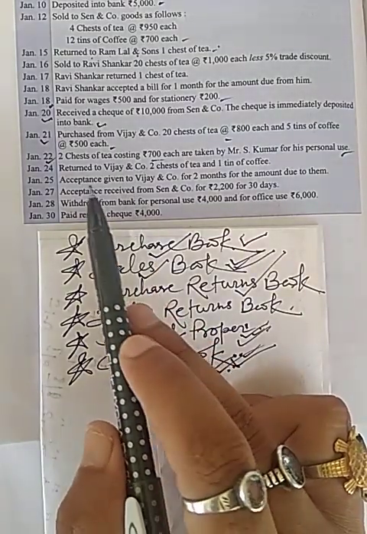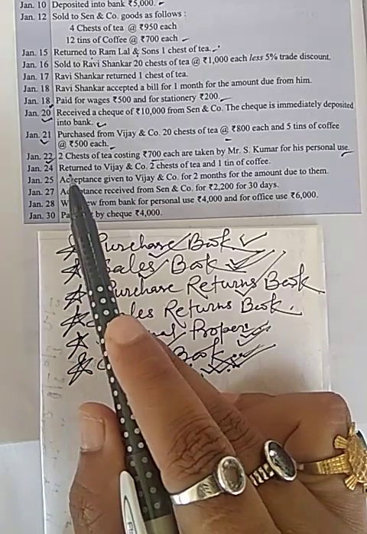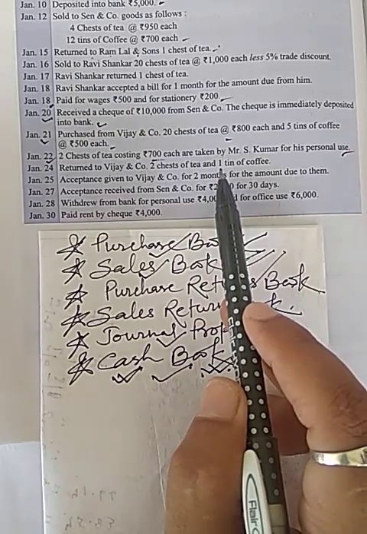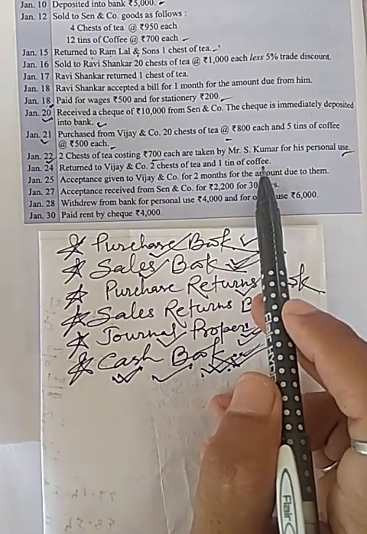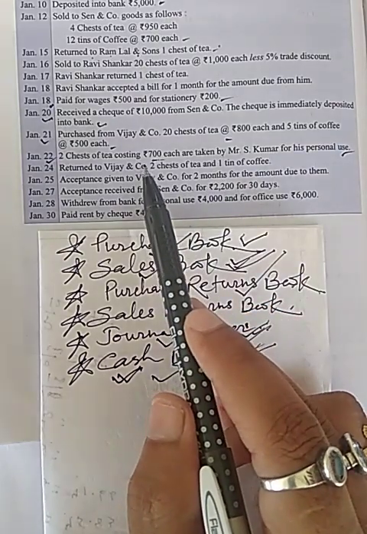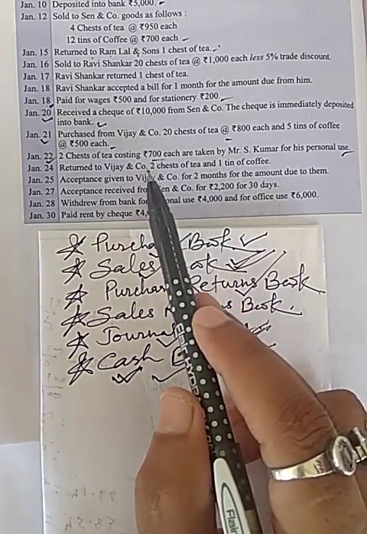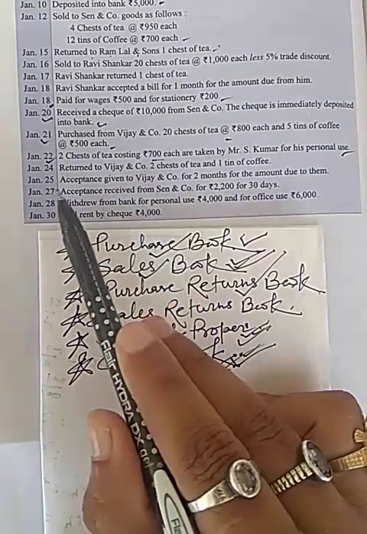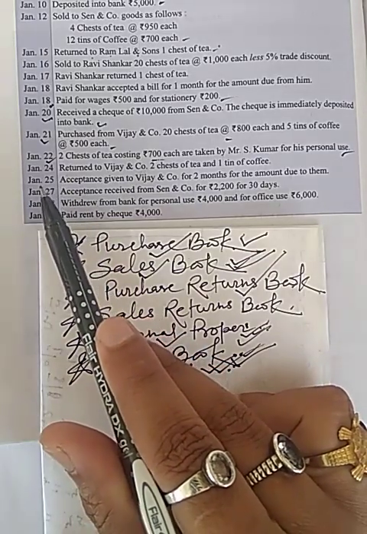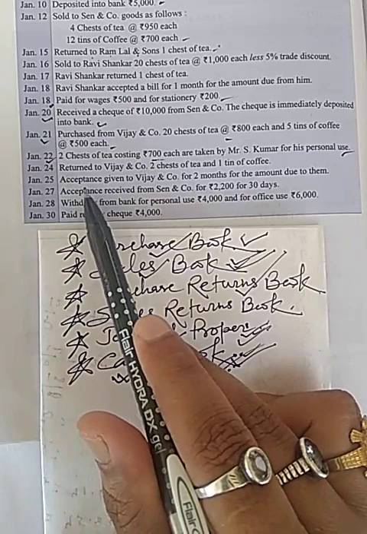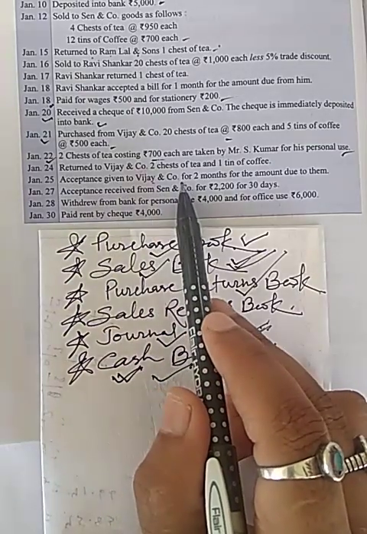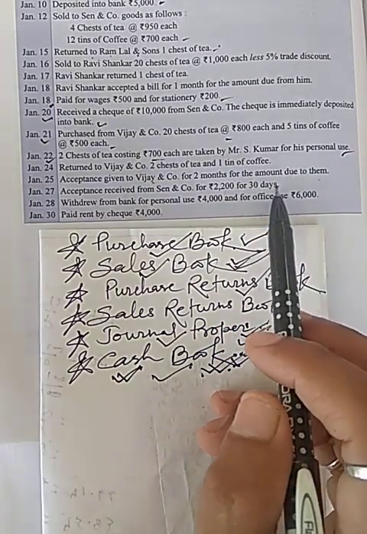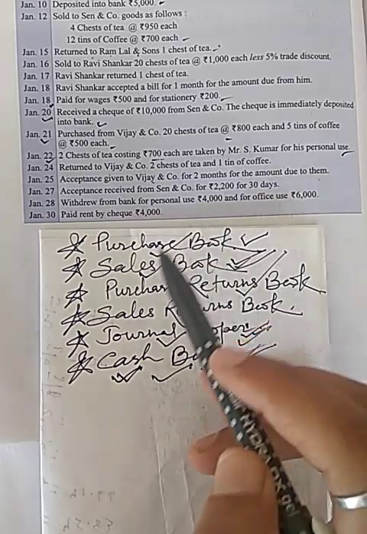Now student, on 24th Jan, return to Vijay and Company 2 chests of tea and 1 tin of coffee. So it will be recorded in the purchase return book, because we have returned goods to Vijay and Company. Next, on 25th Jan, acceptance given to Vijay and Company for 2 months for the amount due to them. So it will be recorded in journal proper only.